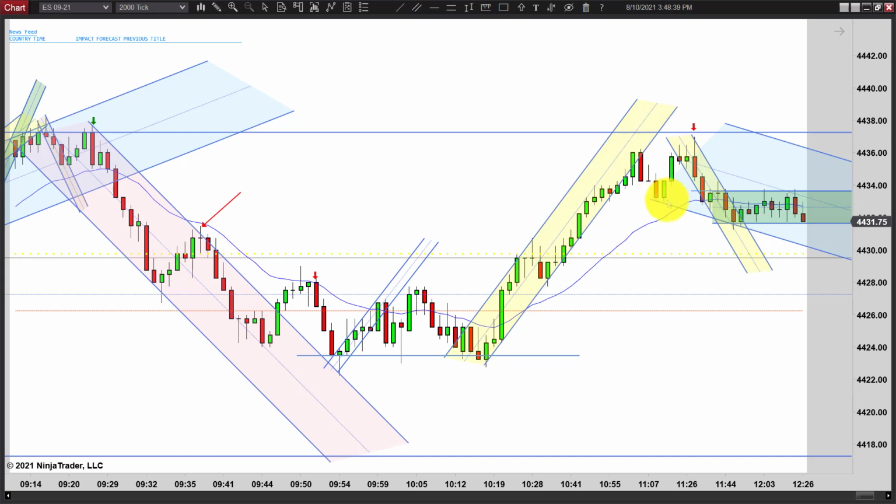But notice the break outside, convincing close outside, move to a new high, and you get that little push up right there above that little two-bar matching high. That's a great place to go short. And again, you could enter this.